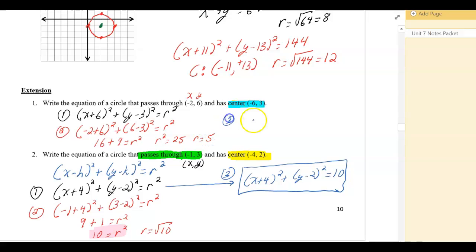Step 3 is I'm going to go back to step 1 and write x plus 6 squared plus y minus 3 squared, and that's equal to the radius squared, which is 25. So this is the answer to problem number 1.